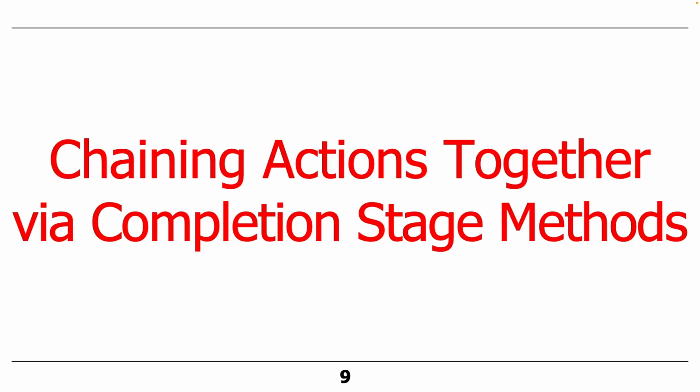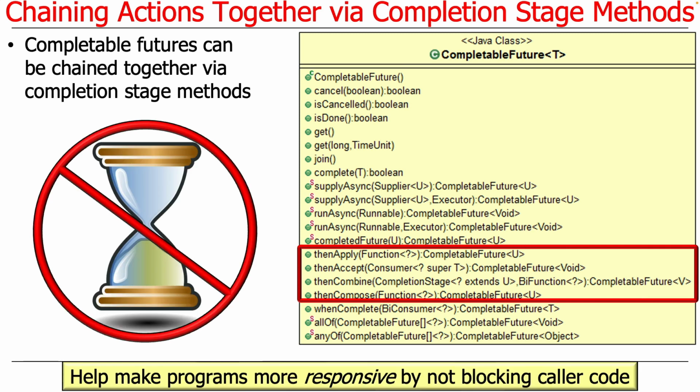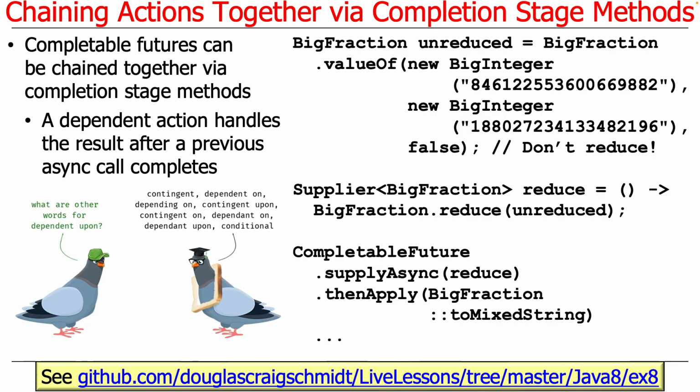So let's talk about chaining actions together. That's really the theme of completion stage methods. So we can chain things together using completion stage methods. The overall goal of this is to help make your programs more responsive by not blocking the caller, not blocking client code. People sometimes use client and caller somewhat synonymously here, but it's the thing that invokes the operation. And what happens here is that the dependent action will be automatically dispatched by the completable futures framework after a previous asynchronously executed call completes.